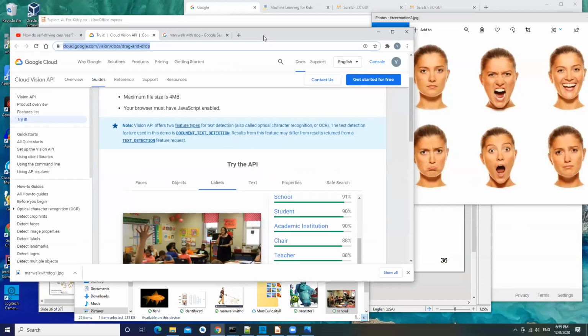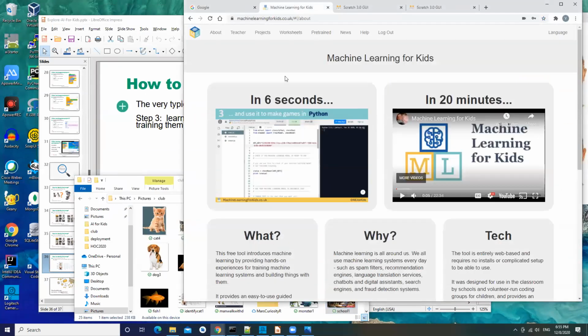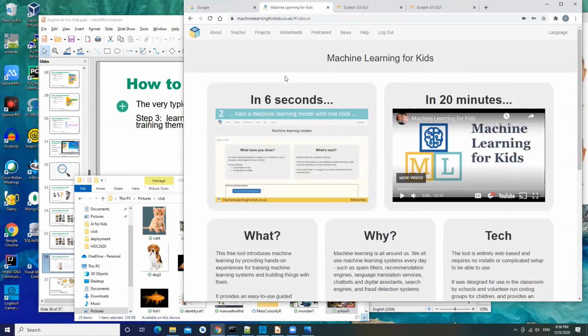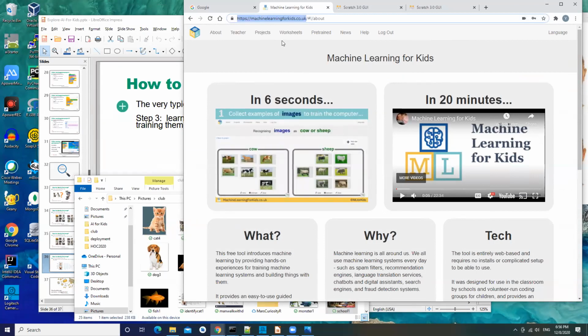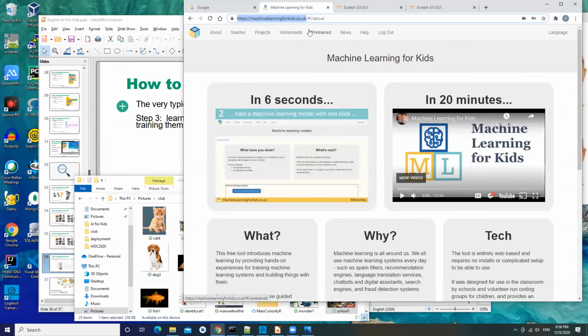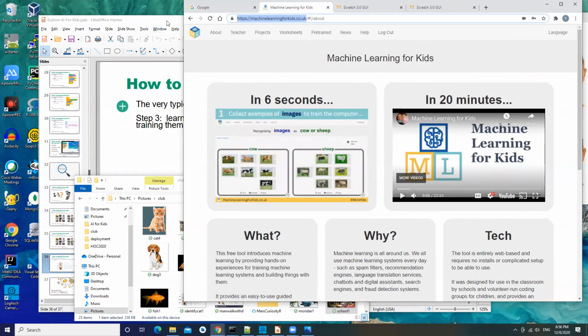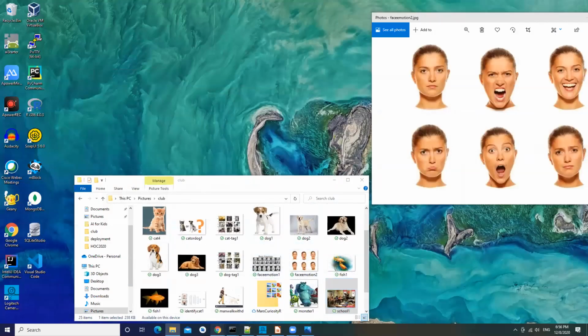So the last one is something I want to share with you. It was built by an IBM engineer. If you go to this website called machinelearningforkids.co.uk, I have one account created for that, but just in case you don't have an account, sorry.